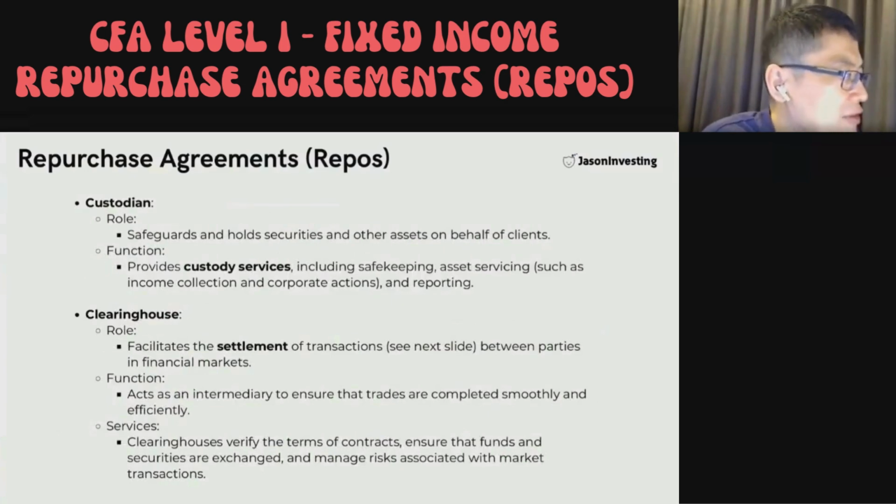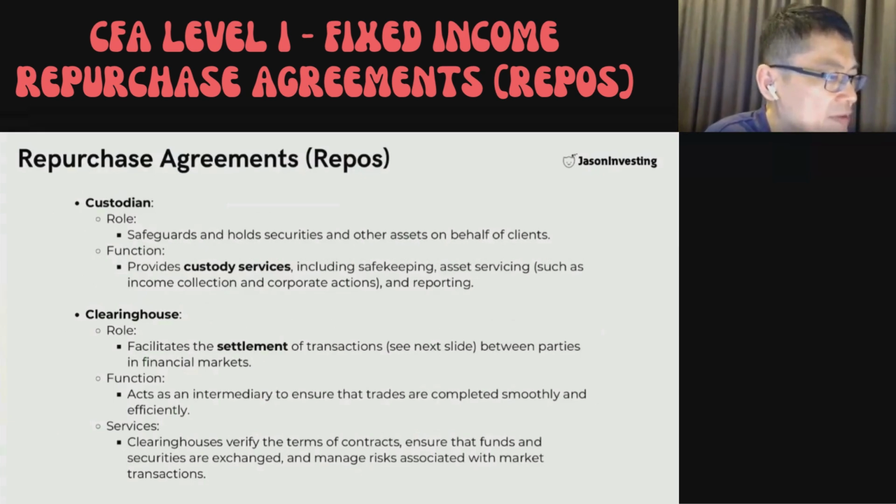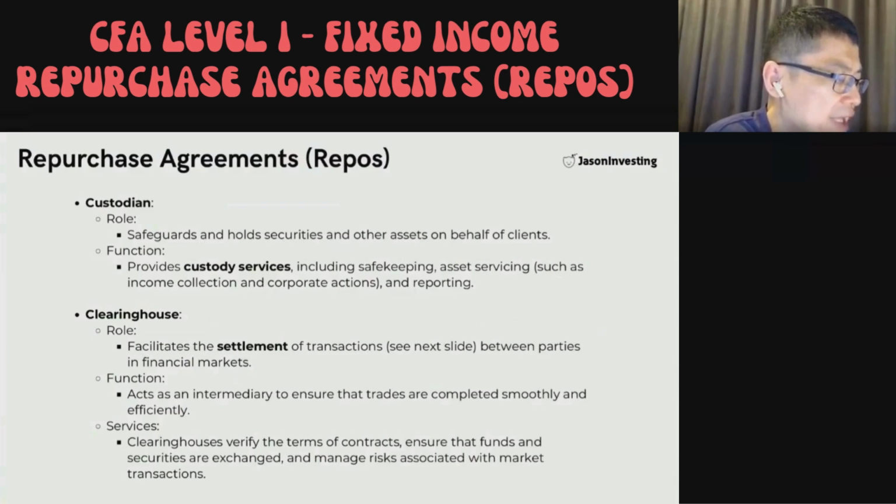The role of a custodian is to safeguard and hold securities on behalf of clients. He also provides custody services such as safekeeping, asset servicing such as coupon payments and any corporate actions, and also reporting. As for a clearinghouse, it facilitates the settlement of transactions between parties in the financial market. Settlement is the actual transfer of the cash and the security. So the clearinghouse acts as an intermediary to ensure that trades are completed smoothly and efficiently.